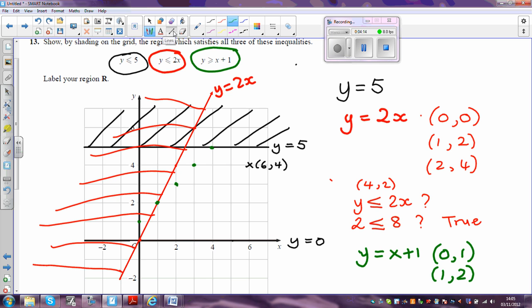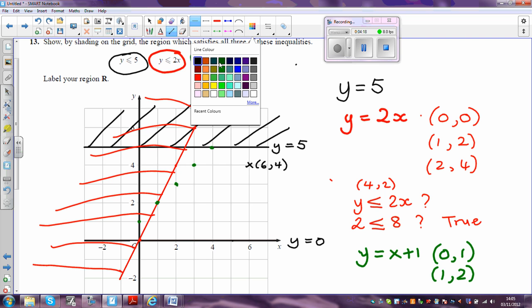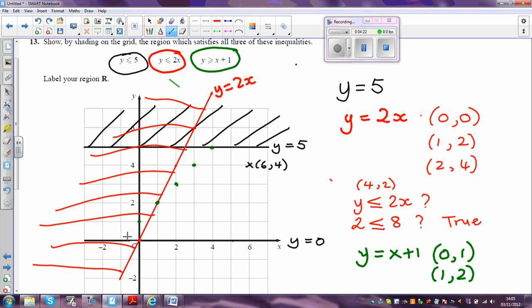So the line that we're looking for this time, let's just change the color of it. Let's just make it green so that it all matches up. So we're looking for the line that goes through all of these points here. So it starts from right down here, and it joins up all of these points like that. Okay, so that is now the line y equals x plus 1.